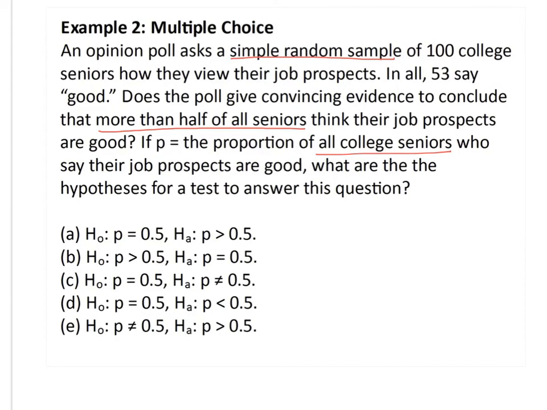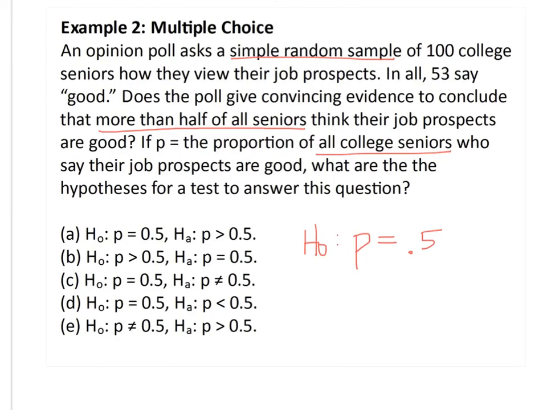Well, if I just do process of elimination and think about the null hypothesis. The null hypothesis is about the proportion, it's proportion because it's talking about 53 out of 100, or the proportion given to us right there. So the null hypothesis is that P equals 0.5. How I got the 0.5 is the "more than half" of all seniors. So the null hypothesis is that P equals half.